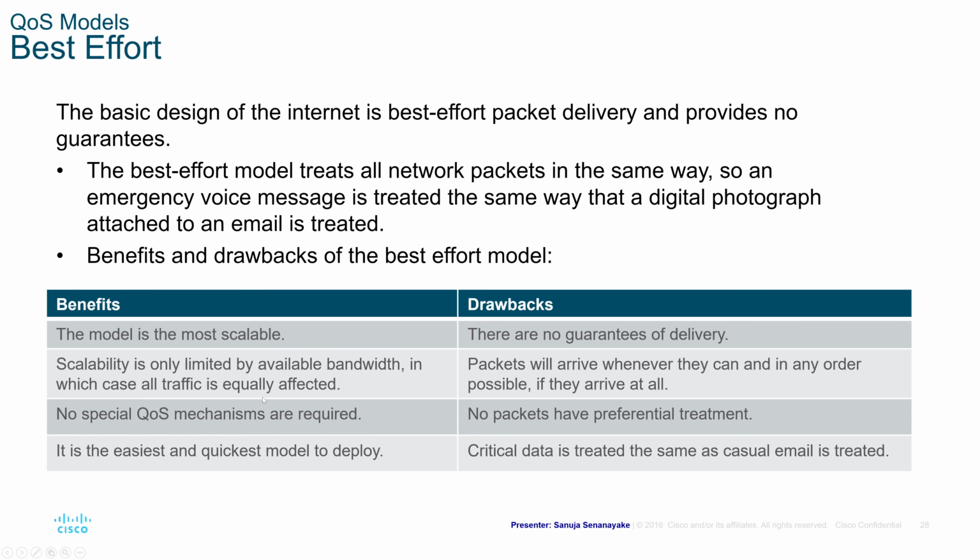So if the bandwidth is a limiting factor, in most cases it is, all traffic will be equally impacted, not one over the other. No special QoS mechanisms are required. So technically the best effort model, as I mentioned before, is not really QoS, and it is the easiest and the quickest model to deploy because it's just first in, first out.